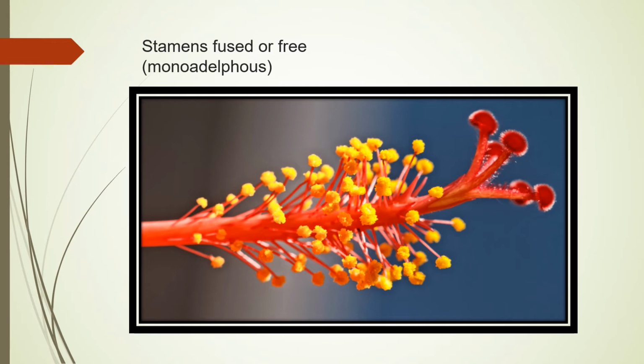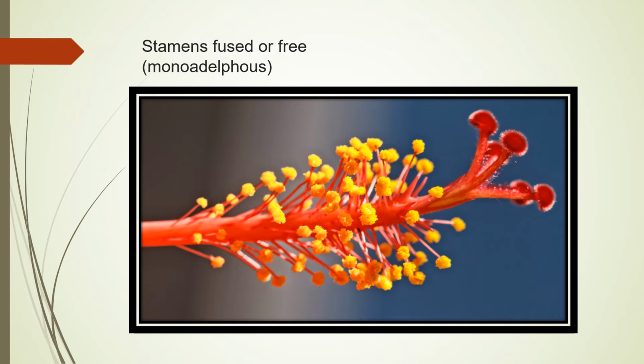Now here the stamens may be fused or they may be free. So what are they called? They are called monoadelphous. So monoadelphous, what is that? The filaments may be fused and the anthers are always free. That is known as monoadelphous Androecium.